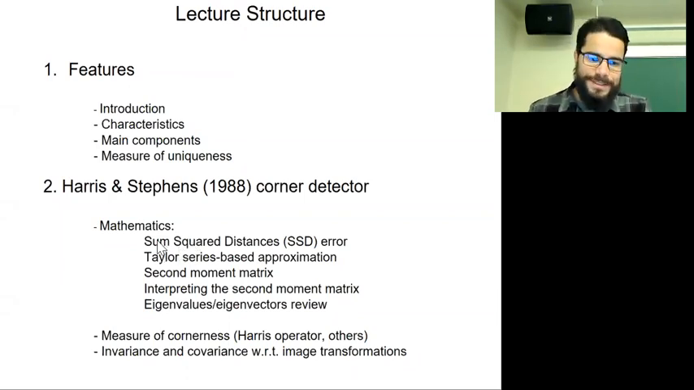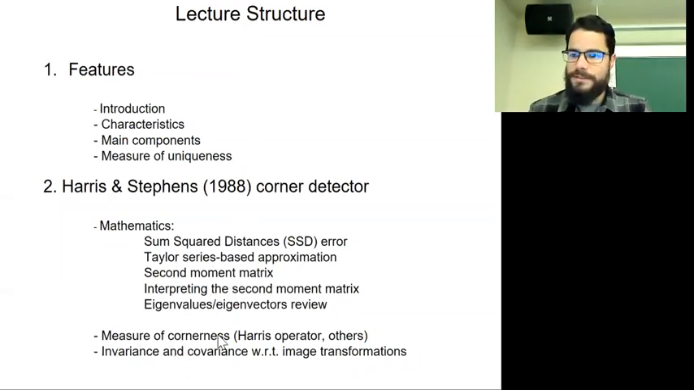We are going to go over the sum of square distances, the SSD error, Taylor series-based approximation. Of course, we already discussed the Taylor series-based approximation of first-order derivatives in class number 4, if I'm not mistaken. The second moment matrix, interpreting the second moment matrix. So first, we are going to calculate this matrix and then look at its eigenvalues and eigenvectors and see what they mean.